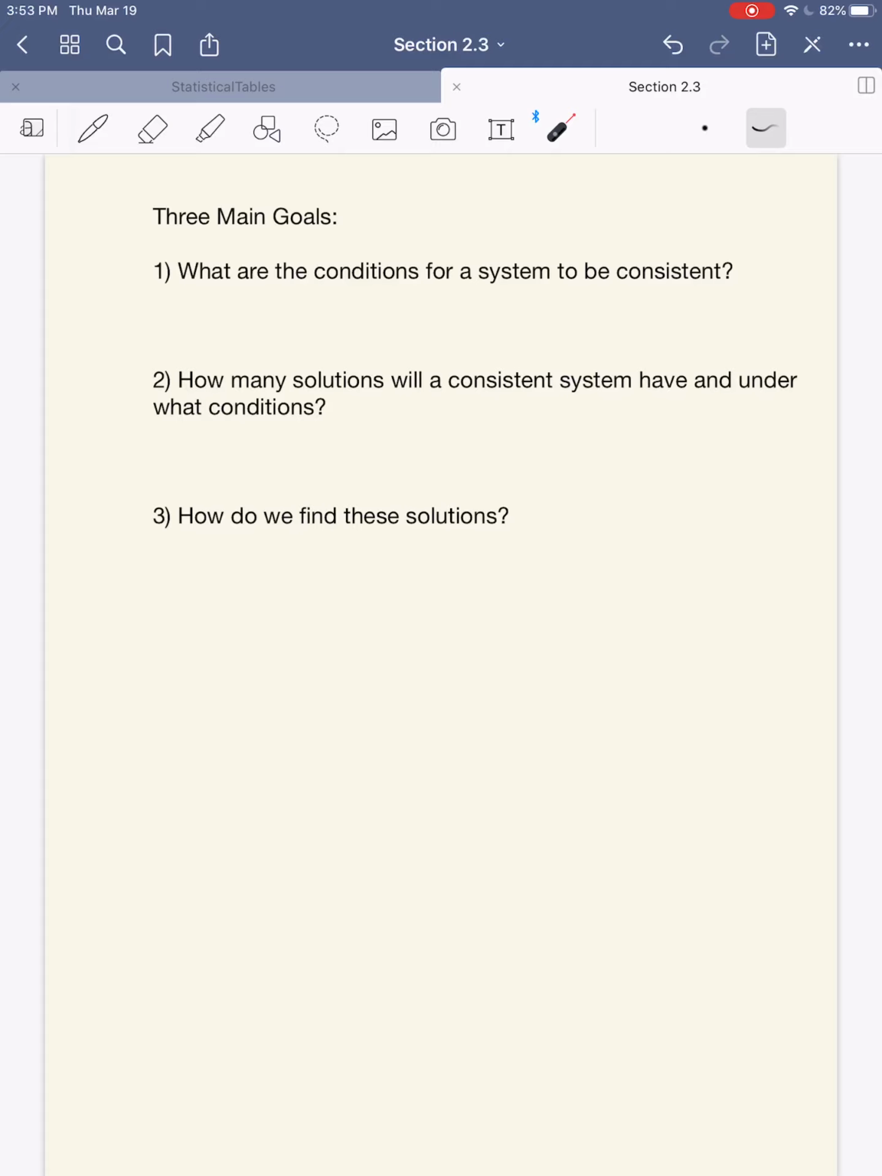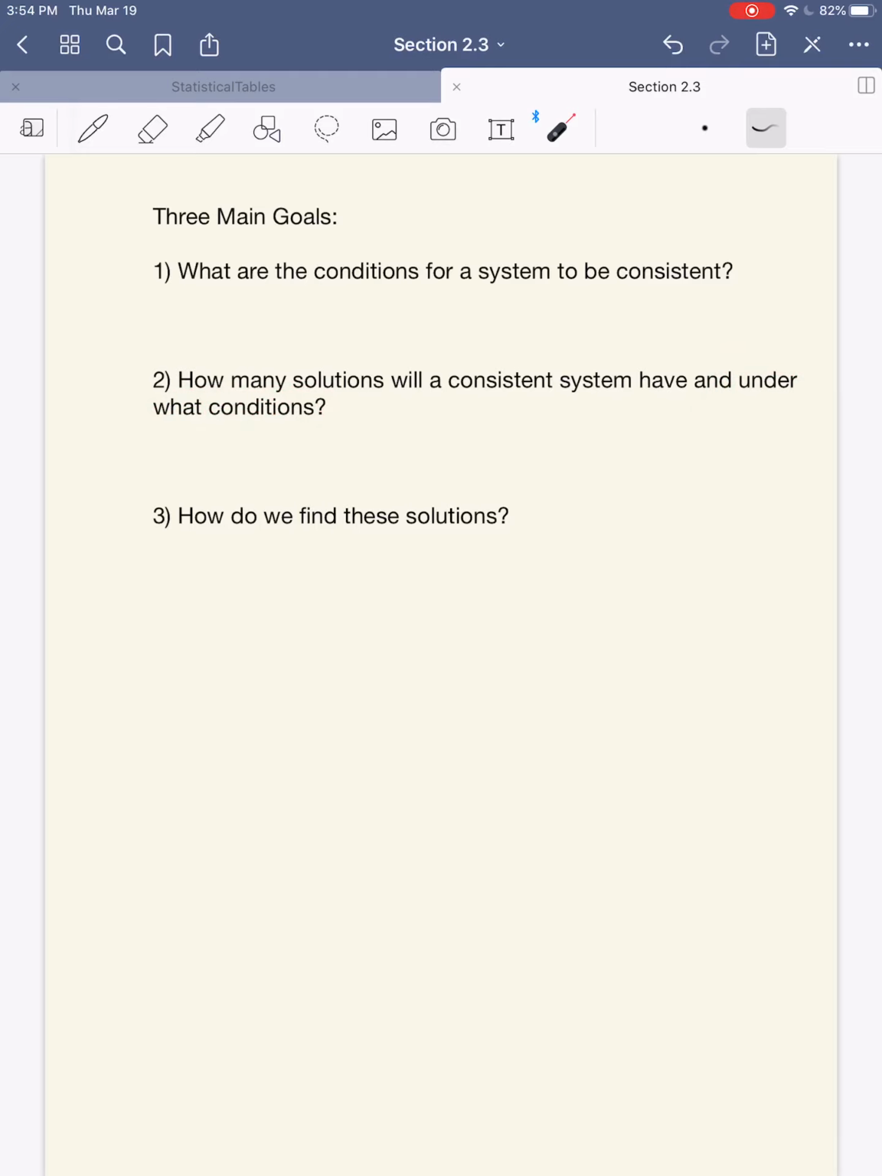If we do determine that something is consistent, the next question that we're probably going to have is how many solutions will there be? Will there be 1 solution? Will there be an infinite number of solutions? How many infinite solutions? That sounds weird, but we should know that there are different sizes of infinity out there. So we want to know how many solutions will there be. And again, under what conditions will we get those different types of solution sets?